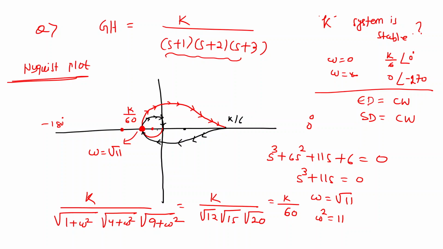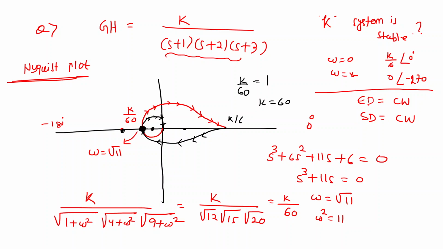If the k value is less than 60, then it is somewhere inside. If the k value is more than 60, then the minus 1 point can be at this point or outside. Now, for critical stability, let the minus 1 point be at this point. It means at this point your amplitude is k by 60; equate it to the magnitude 1, so k equals 60. It means at this point is my critical stability condition.